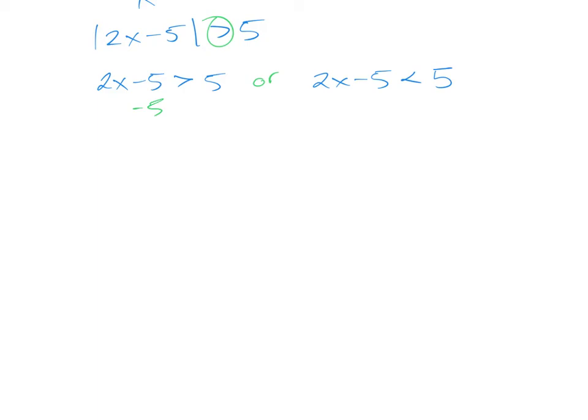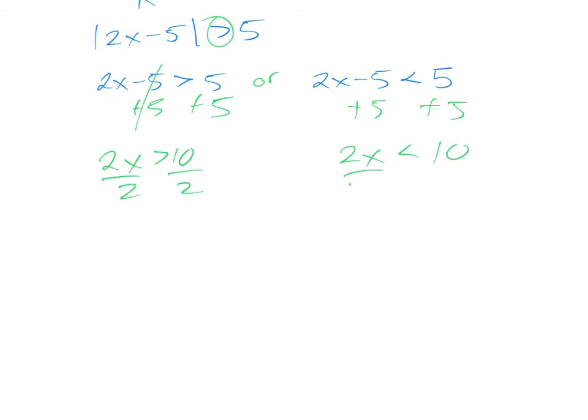So now I have -5, -5. Oh, this one's +5. Is that right? I know I was doing something wrong. That's add. There you go, 10. All right, so 2x is less than 10. And divide by 2. So here I have x is greater than 10. Here I have x is less than 10.